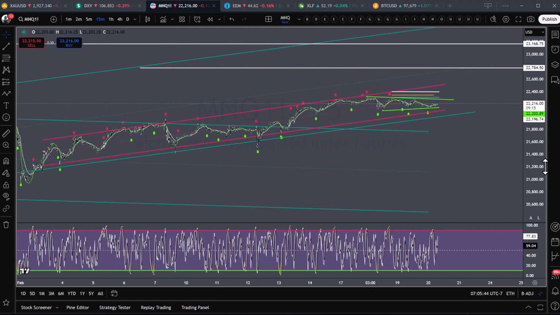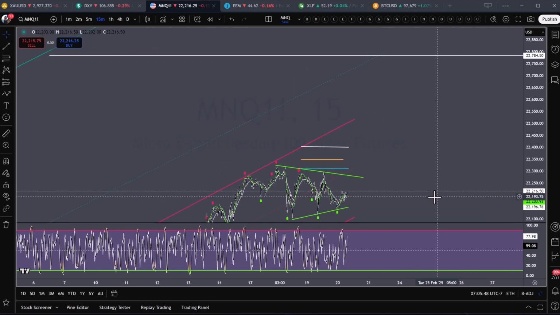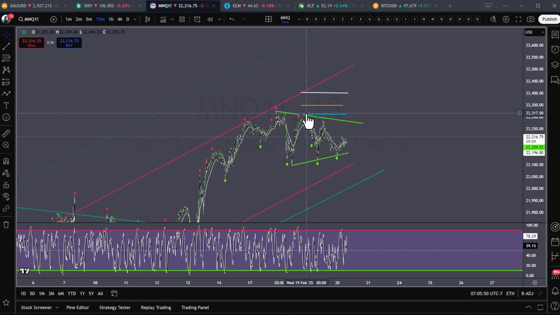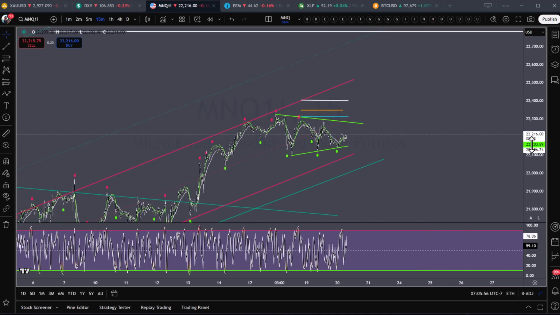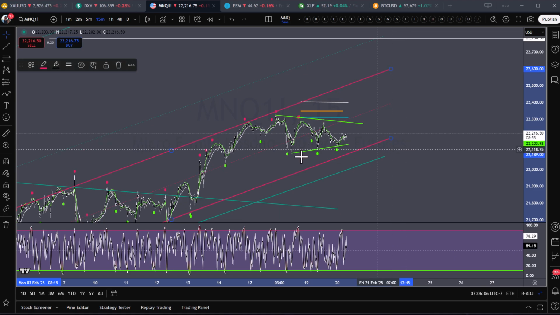So what we're looking for today, and we're going to blow this up and go into here. We were looking at the other day if we're going to come and hit these three targets up here. Those still stand. But what we're looking at now in this 15-minute channel is possibly, and we're going to extend this channel out a little bit more.